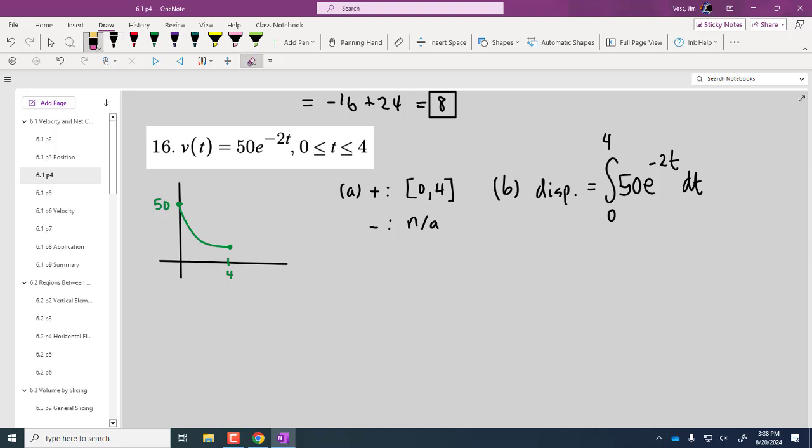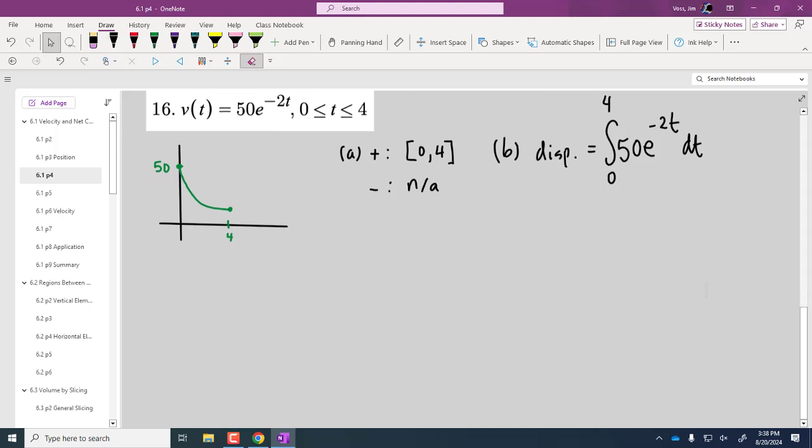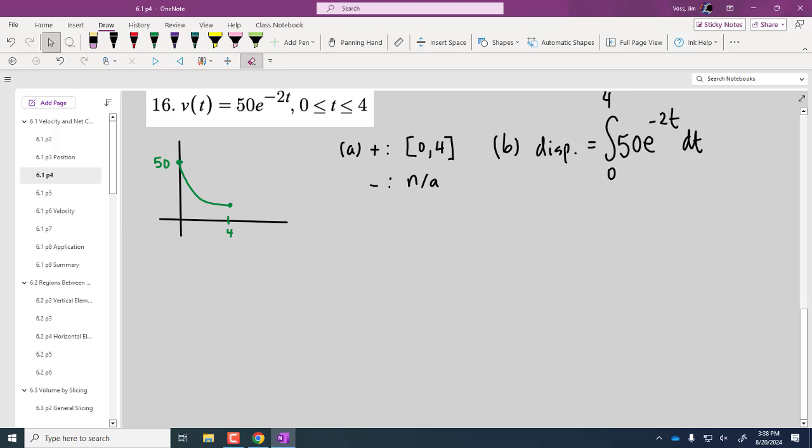So, given that, what is the antiderivative for that function, 50e to the negative 2t? We need to be able to take the integral of this, find the antiderivative, whatever your terminology is.